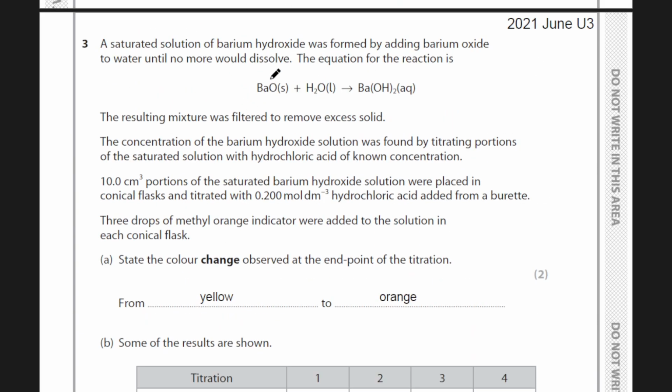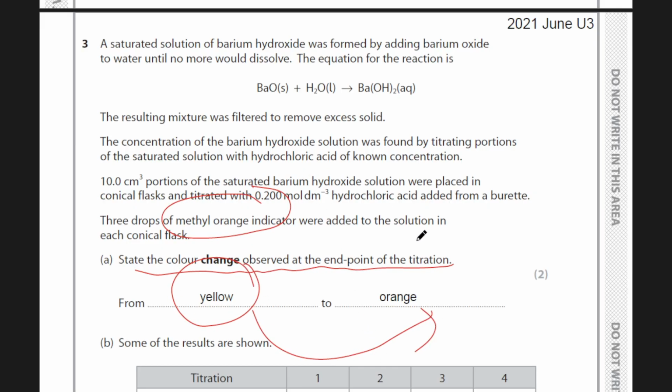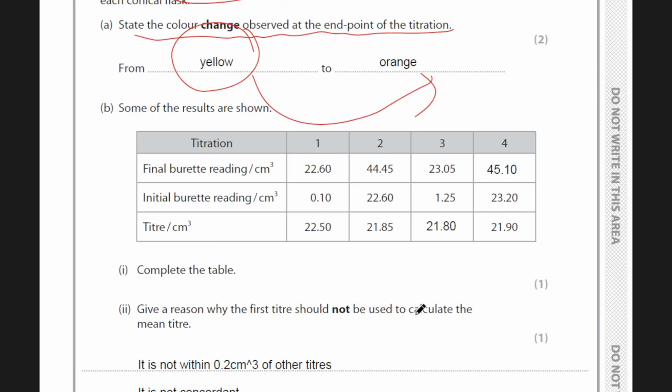A saturated solution of barium hydroxide was formed by adding barium oxide to water until no more would dissolve. The resulting mixture was then filtered to remove excess solid. The concentration of the barium hydroxide solution was found by titrating portions of the saturated solution with hydrochloric acid of known concentration. So 10 cm³ portions are added. State the color change at the endpoint. Since methyl orange is the indicator, obviously it's going to turn from yellow to orange, considering the acid neutralizes the alkali, and in acidic conditions the methyl orange indicator shows orange.